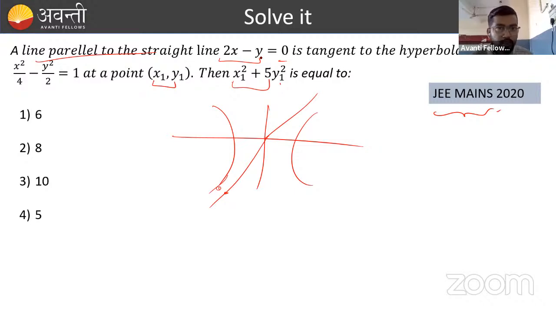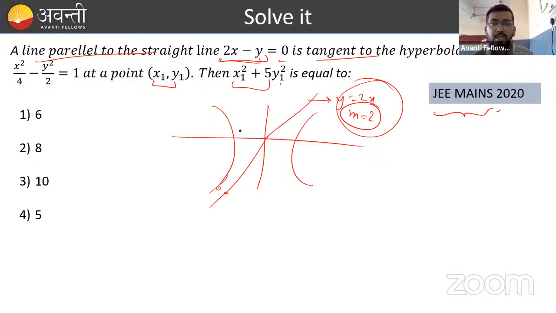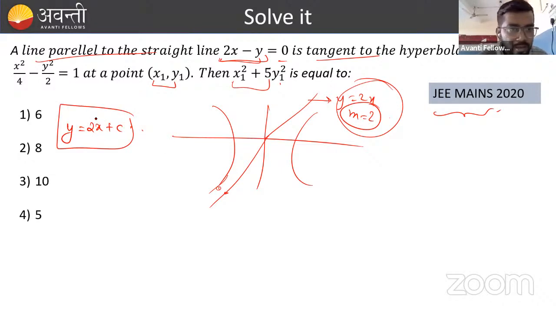So from this, a line parallel to the straight line is tangent to the hyperbola, right? The slope of this line y equals 2x, m is 2, right? So a line parallel to this line is a tangent. So the slope of the tangent will also be 2, correct? Let's call that tangent line y equals 2x plus c.